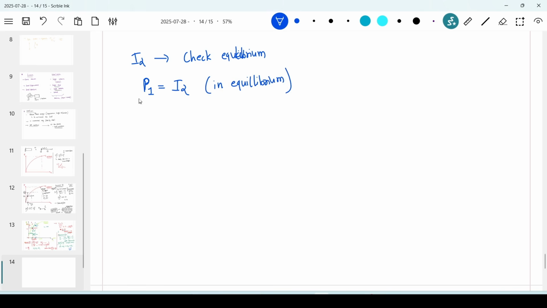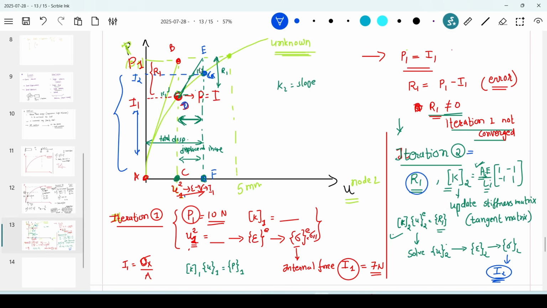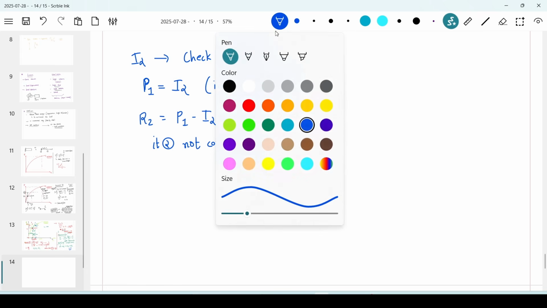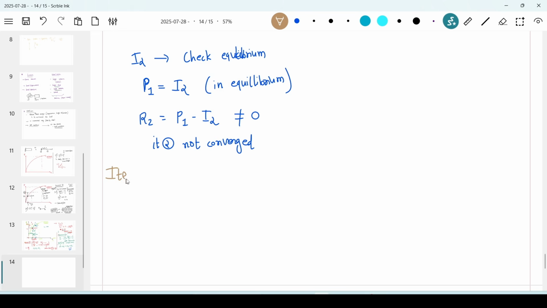Obviously, they are not the same. P1 is here and I2 is here, so there is some error R2 between external force and internal force, which is not equal to 0. So we say iteration 2 is also not converged. When it is not converged, the Newton-Raphson method will continue with iteration 3.